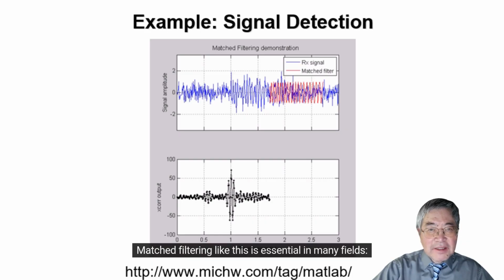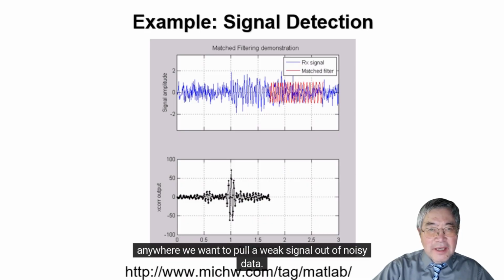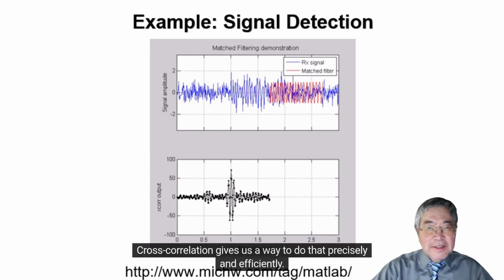Matched filtering like this is essential in many fields, from radar and sonar to wireless communication and even in medical imaging, anywhere we want to pull a weak signal out of noisy data. Cross-correlation gives us a way to do that precisely and efficiently.